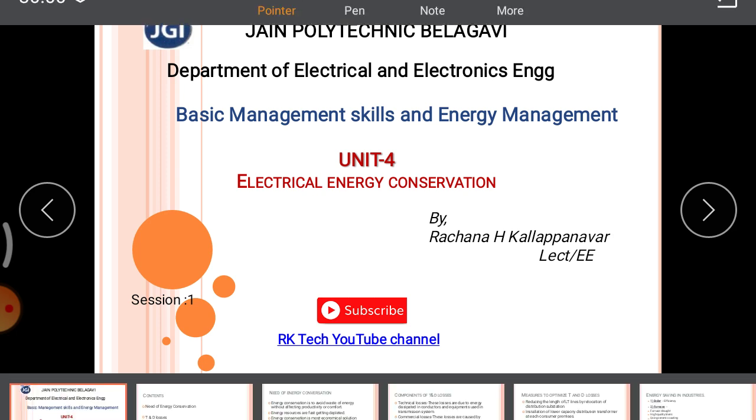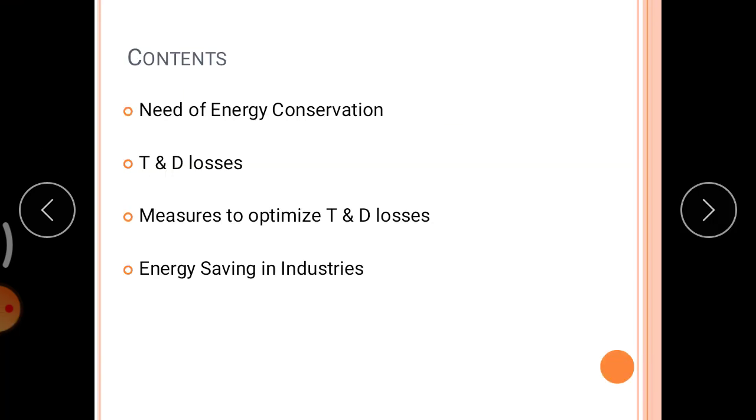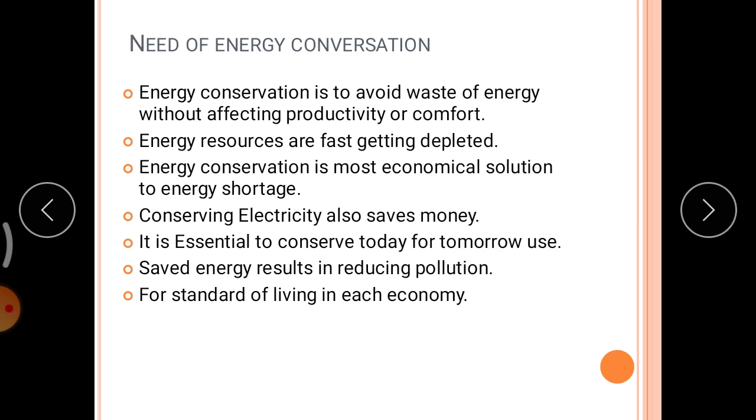Next, let us see the objectives of today's video. First, we'll discuss the need of energy conservation, transmission and distribution losses, how we can reduce the transmission and distribution losses, and energy saving in the industry sector. First, we'll see what energy conservation is and what the need of energy conservation is.